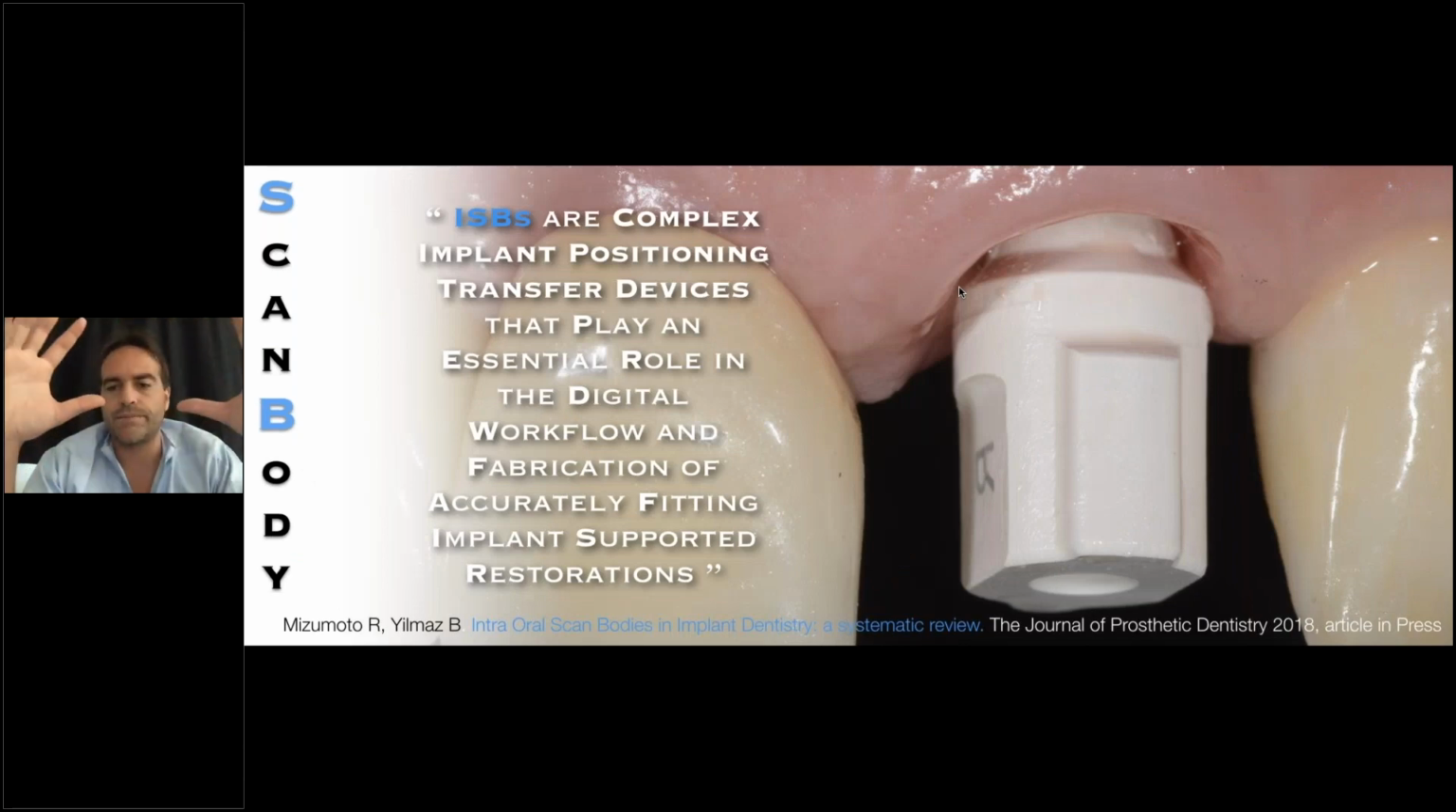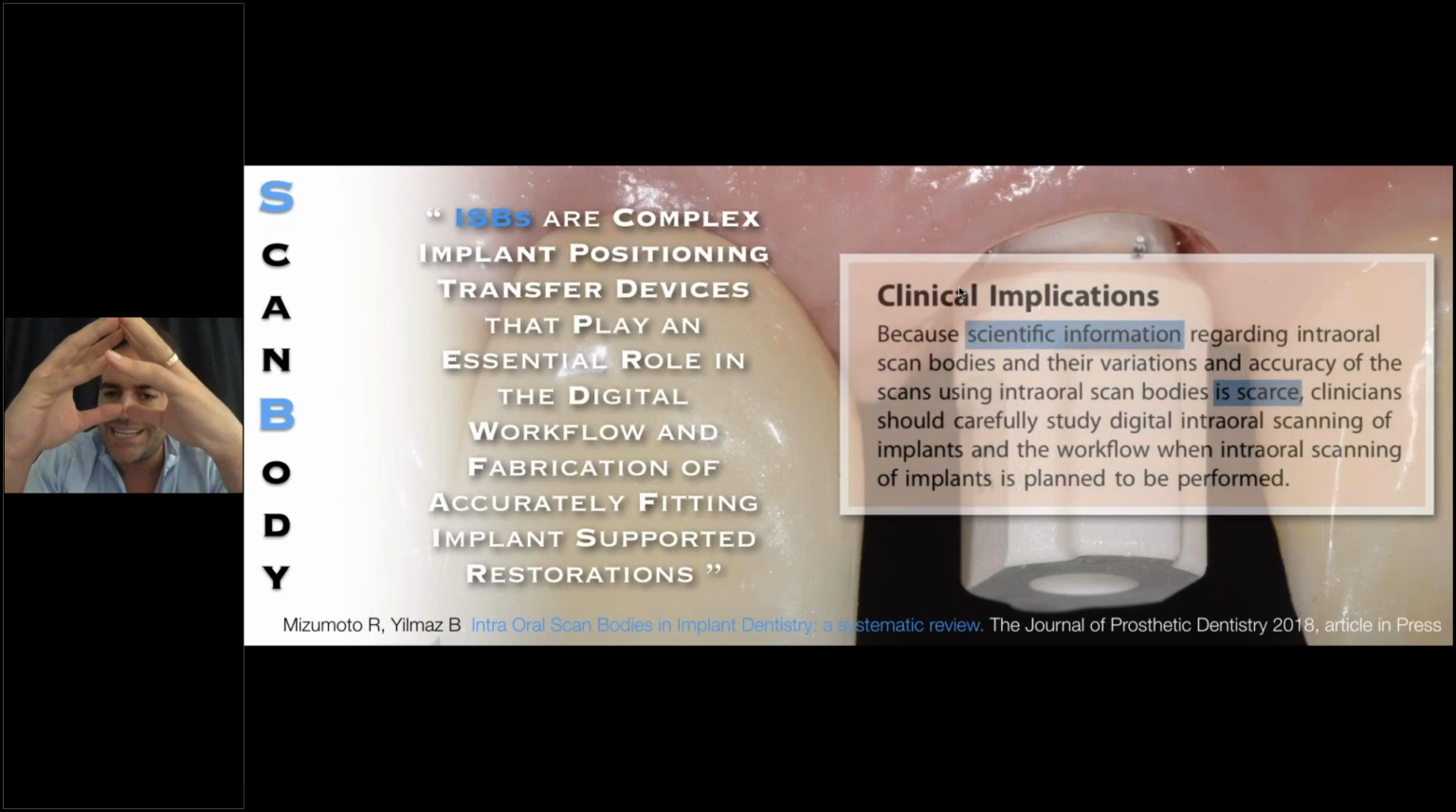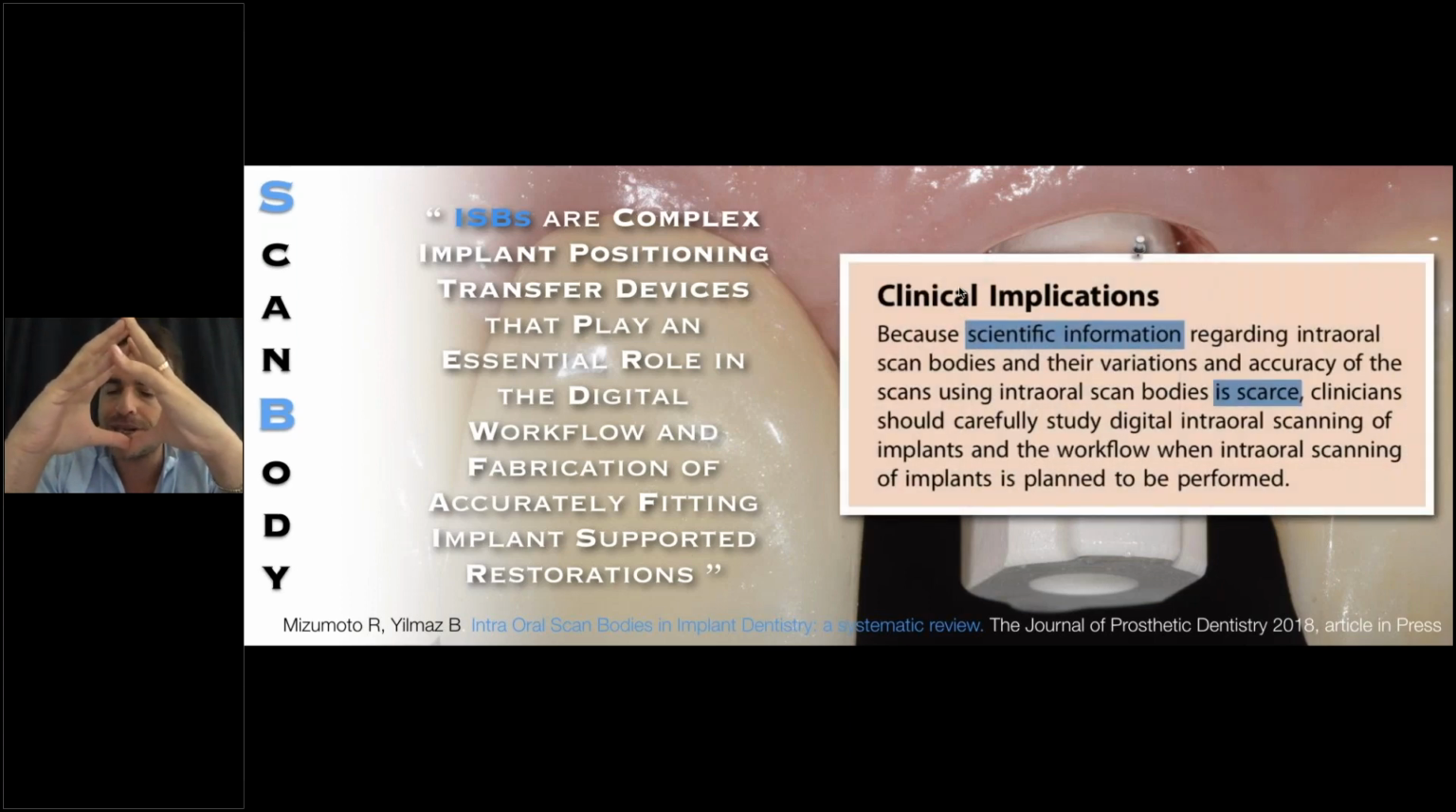Then the scan bodies. When it comes to implant prosthetic dentistry, it's really something that we need to address carefully, because our complex implant positioning transfer devices basically are our digital impression copies. But the fact is that the scientific information behind these scan bodies is really low, not only from a clinical perspective, but also from the implant company perspective.